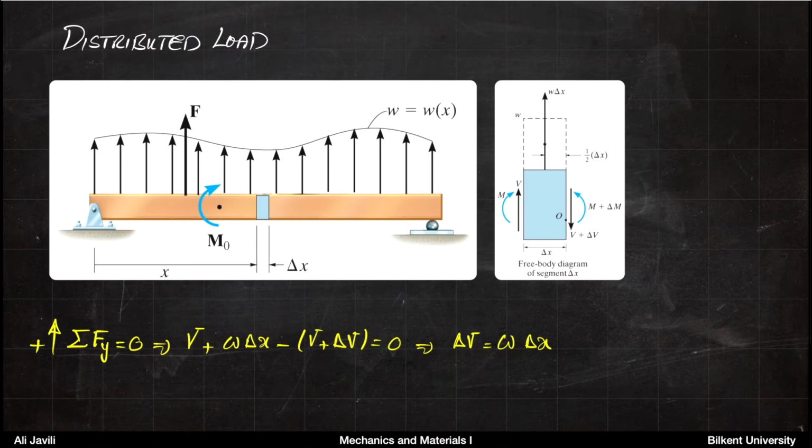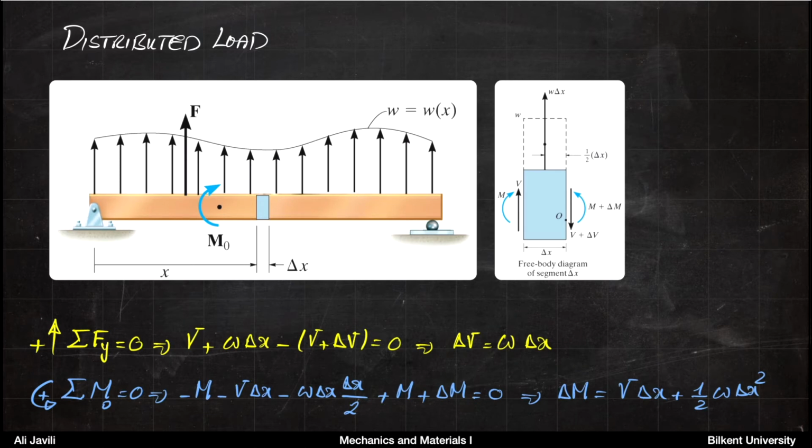One thing that I need to mention is that we assumed here that the distributed force is uniform. As you can see in the picture, it's not uniform. But this is not a problem because if this delta x is small enough, you can imagine that in that little piece, the assumption of having a uniform load is not wrong. It's a sensible assumption. It's feasible. So this is the balance of forces. So delta V equals W delta x.